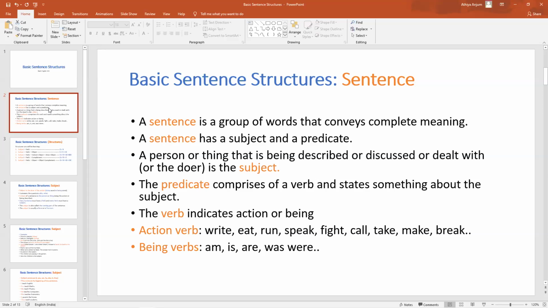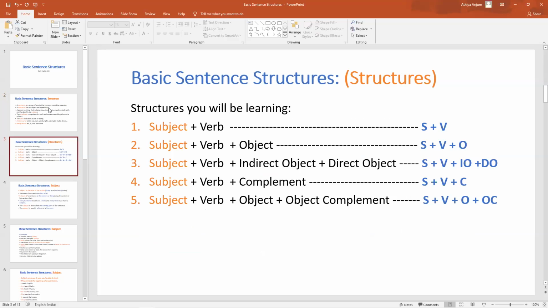They indicate either action or being. Like you have various action verbs. Remember, write, eat, run, speak, fight, call, take, read, listen, make, break, dance, sing, talk, all these are the action verbs. You're doing something there, action. Then you have the being verbs, the forms of be, like am, is, are, was, and were. You remember the being verbs from the verb be. Now we move on to the next one.